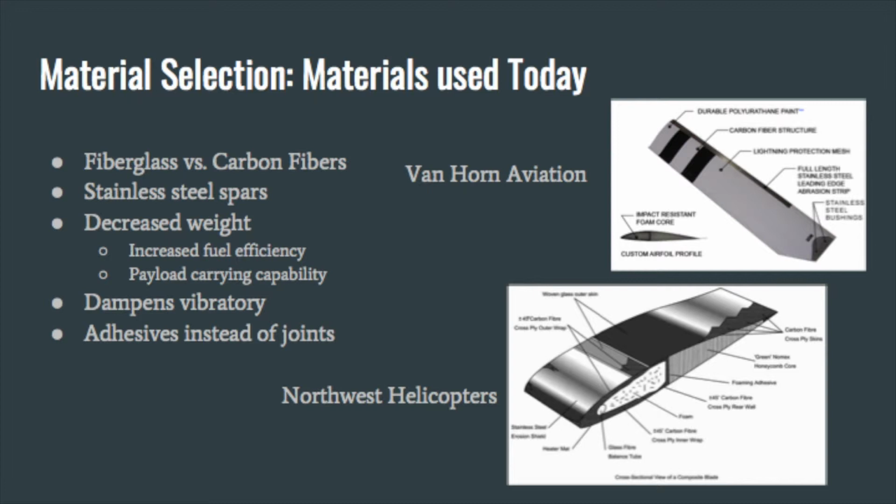Two common examples are shown in these 2 pictures. In Van Horn Aviation blades, carbon fibers and epoxy prepregs are used. These fiber reinforced prepregs are laid at rotating angles, creating directions of differing strength and resistance to crack propagation. Another specific example is a blade made by Northwest Helicopters, used in Bell 205 helicopters, which is made of a carbon fiber spar, Nomex honeycomb core, carbon fiber skin, and stainless steel leading edge.